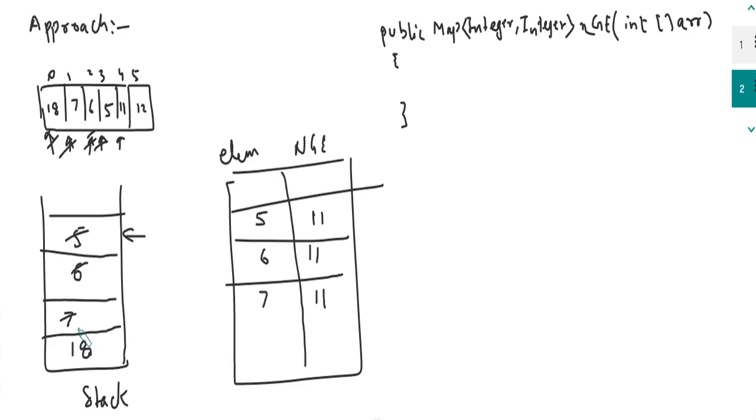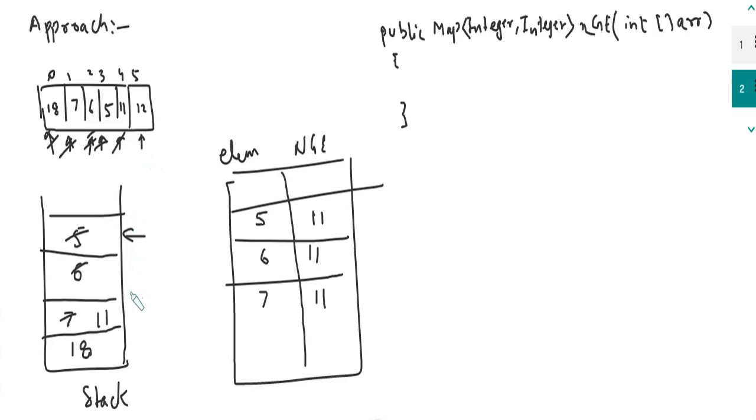18 is not less than 11. That means for 18 we can't say 11 is the next greater element. So when the loop fails here, we have to push into the stack. Now again we have to iterate to the next element.